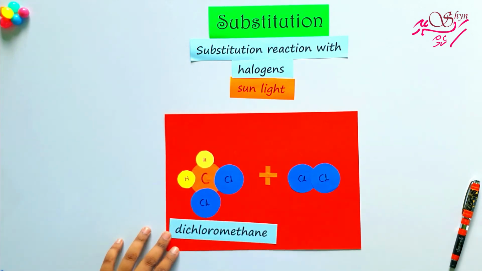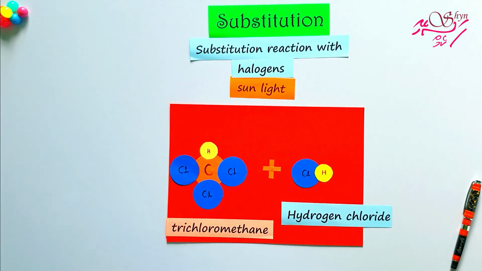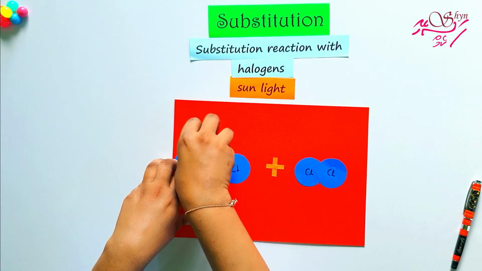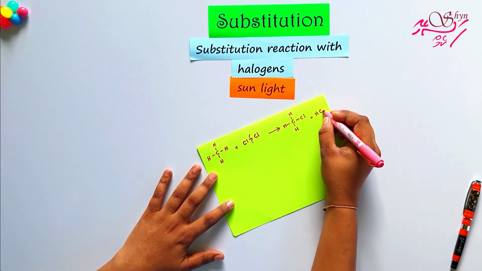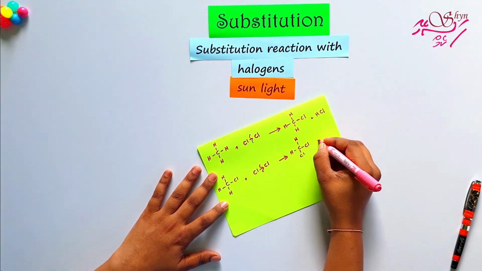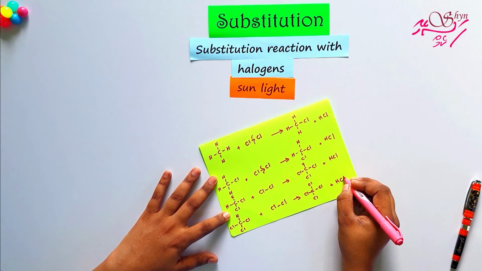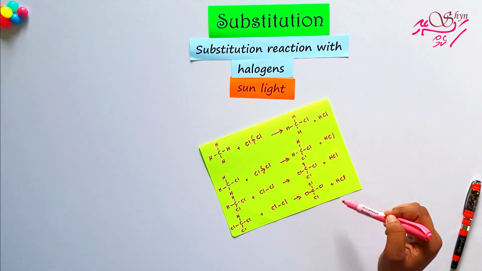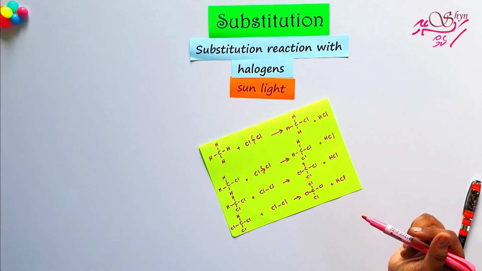And again dichloromethane reacts with another chlorine molecule and forms trichloromethane and HCl. This goes on till all the hydrogens are substituted. So again, trichloromethane reacts with another chlorine molecule and forms tetrachloromethane and HCl. Now, let's write these equations. So, as you can see, 4 chlorine molecules are used to substitute all the hydrogens in the methane molecule, and 4 hydrogen chloride molecules are produced.